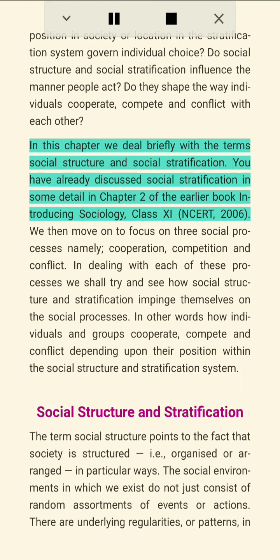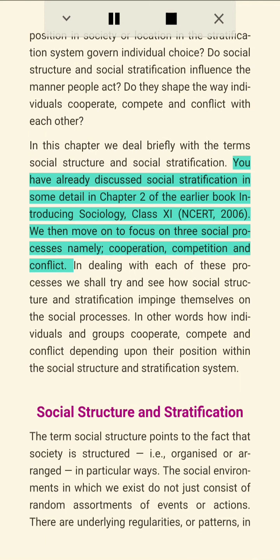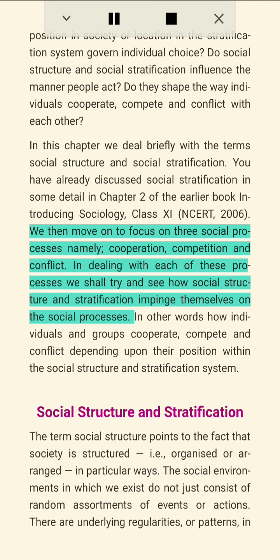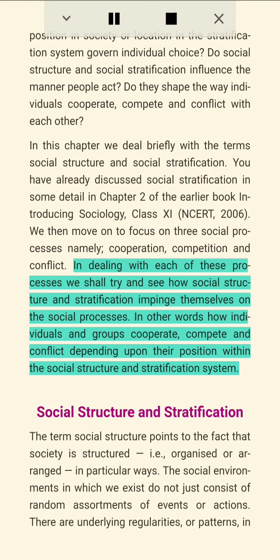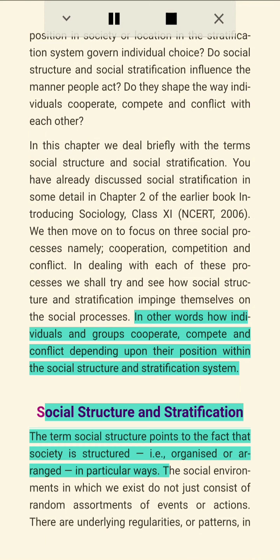In this chapter we deal briefly with the terms social structure and social stratification. You have already discussed social stratification in some detail in Chapter 2 of the earlier book Introducing Sociology, Class 11, NCERT, 2006. We then move on to focus on three social processes, namely cooperation, competition, and conflict. In dealing with each of these processes we shall try and see how social structure and stratification impinge on the social processes. In other words, how individuals and groups cooperate, compete, and conflict depending upon their position within the social structure and stratification system.